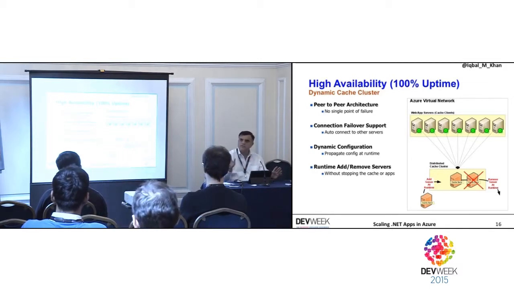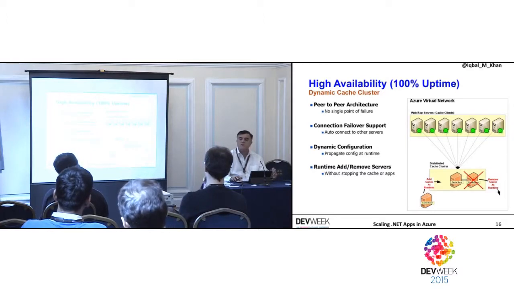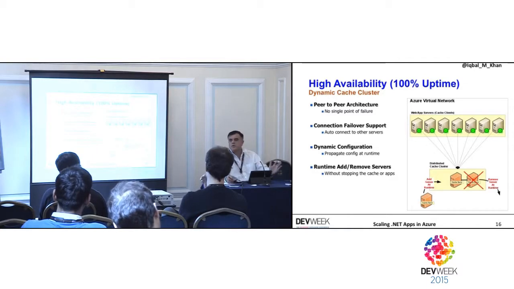So all the operations are smooth. So that's the second aspect of a distributed cache, very important. The third is dynamic configuration, which is that if you want to be able to add servers at runtime or drop servers at runtime, the only way you can do that is if all the configuration information is propagated within the cluster and also to the cache clients at runtime.